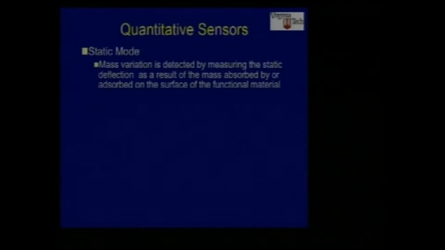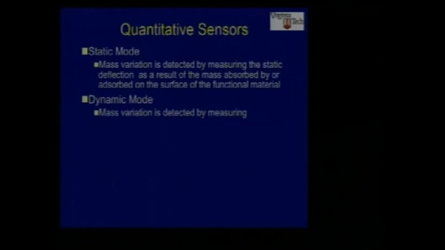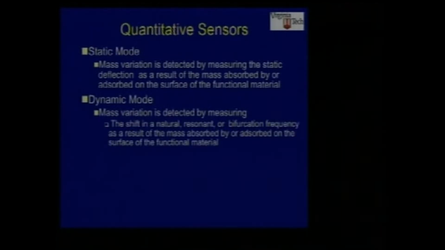Okay, for the quantitative sensors, you might have a static one, in which you look at the deflection. You take your device, you put whatever material you have there, and then you look over the deflection and relate the deflection to the amount of the material you are looking for. Or you might go to the dynamic mode, in which you measure something dynamically, and from that you can determine the amount of mass you have.